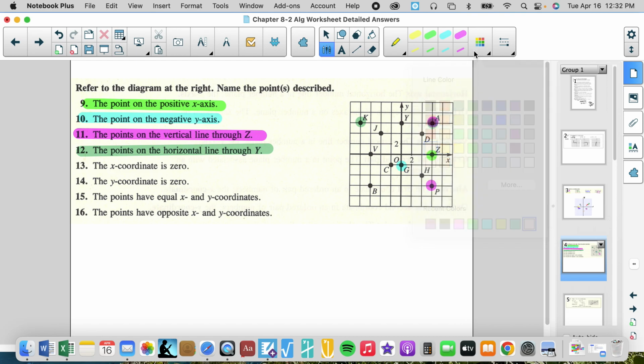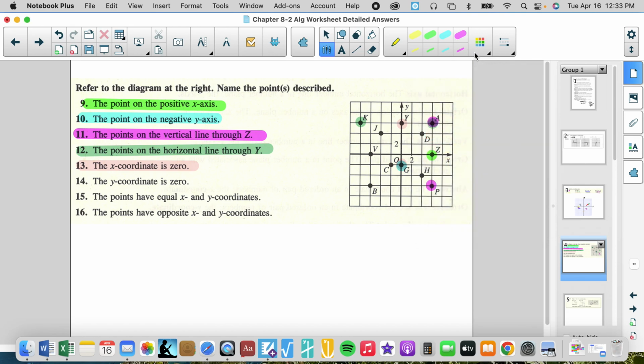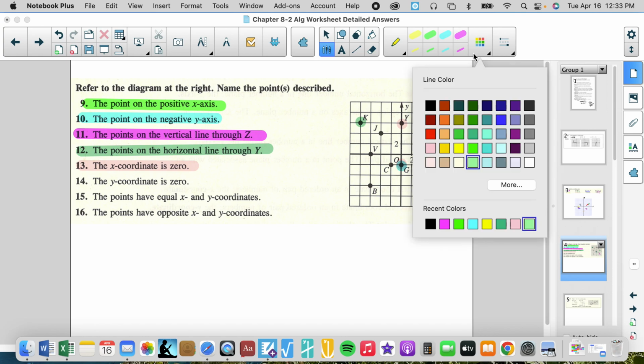Let's do pink. The x-coordinate is 0. So what has an x-coordinate of 0 is going to be G and Y. That didn't do a very good job of showing up G. G and Y has an X. Let's look at that lovely green right there. That might be too close to the other green.